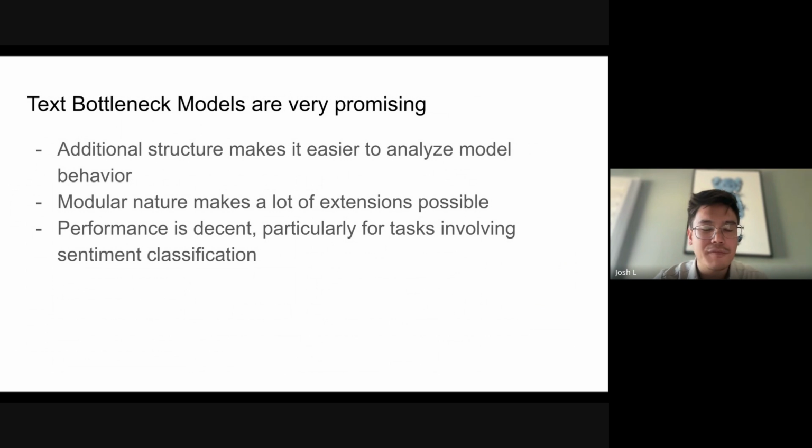The modular nature of the TBM makes it so that you can pick and decide where you want to lie in that interpretability versus performance spectrum. In this work, we focus on maximizing interpretability as much as we can. Even after doing that, we find that the performance is still quite decent, particularly for tasks involving sentiment classification. And I think that's the conclusion of this talk.